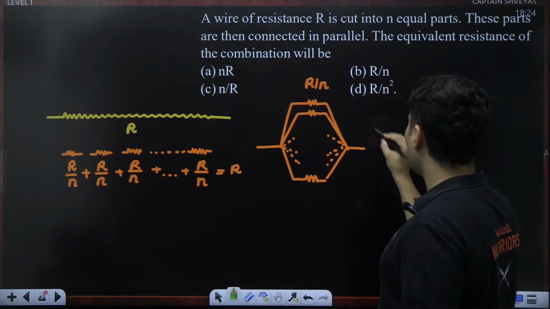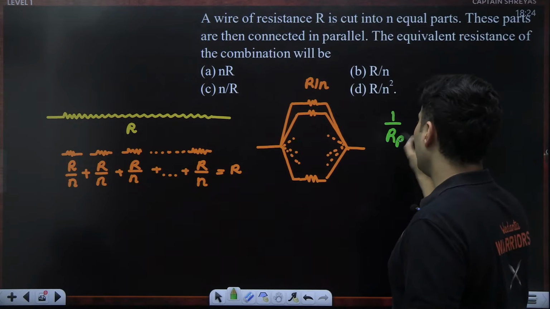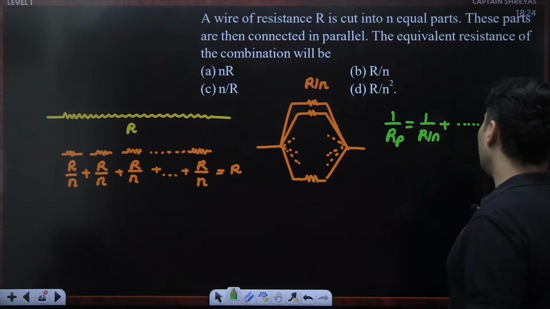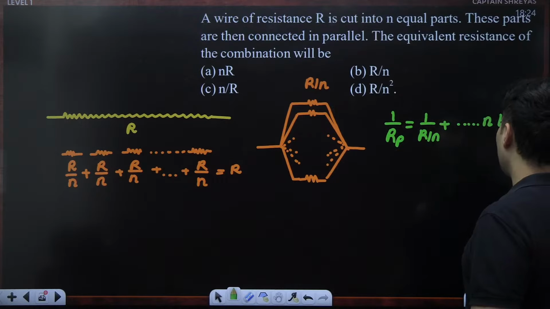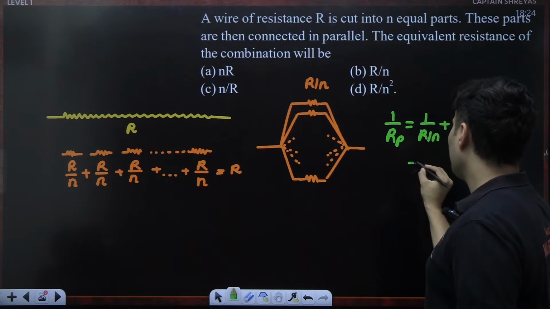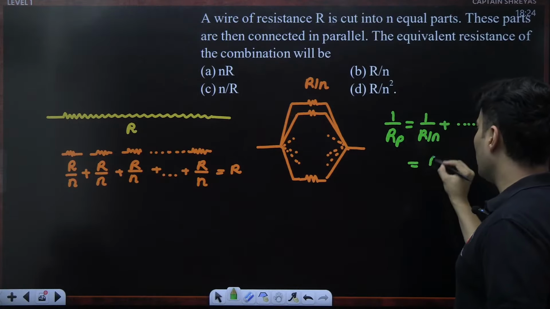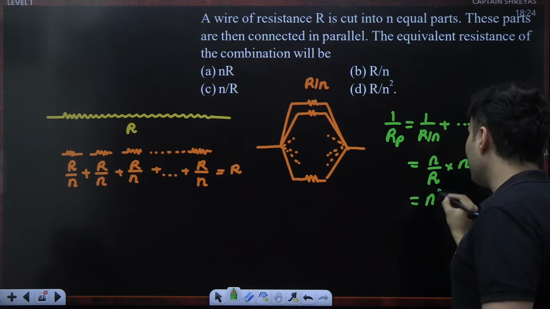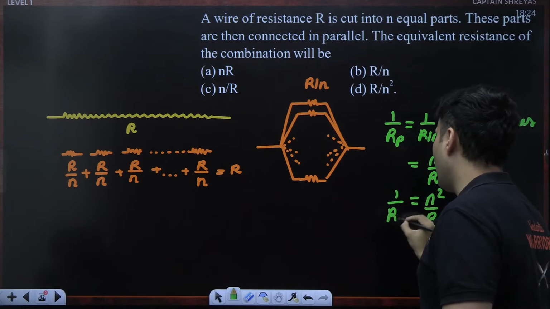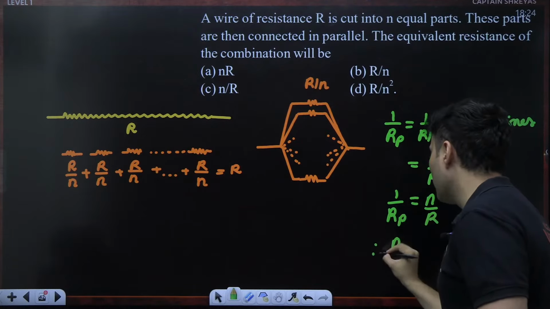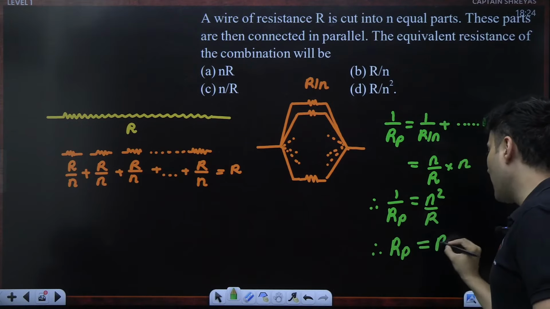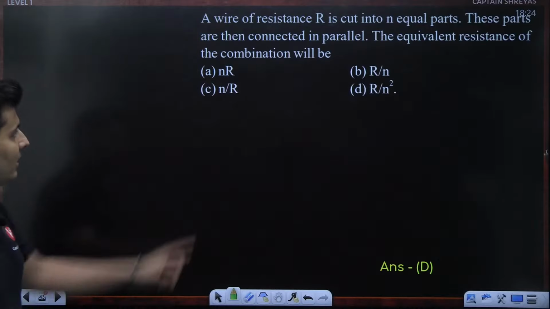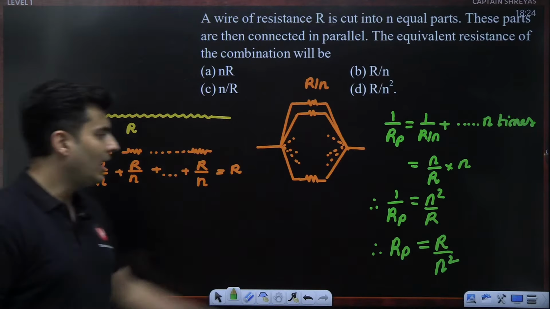So what will happen to the equivalent resistance? 1 by Rp will be 1 by (R by n) plus 1 by (R by n), like that, n number of times, because there are n such resistances in parallel. Take n on top, so this becomes n by R, but it is n times, so n square by R is 1 by Rp. Take the reciprocal, so Rp will be R divided by n square, which is option D for IIT Delhi.